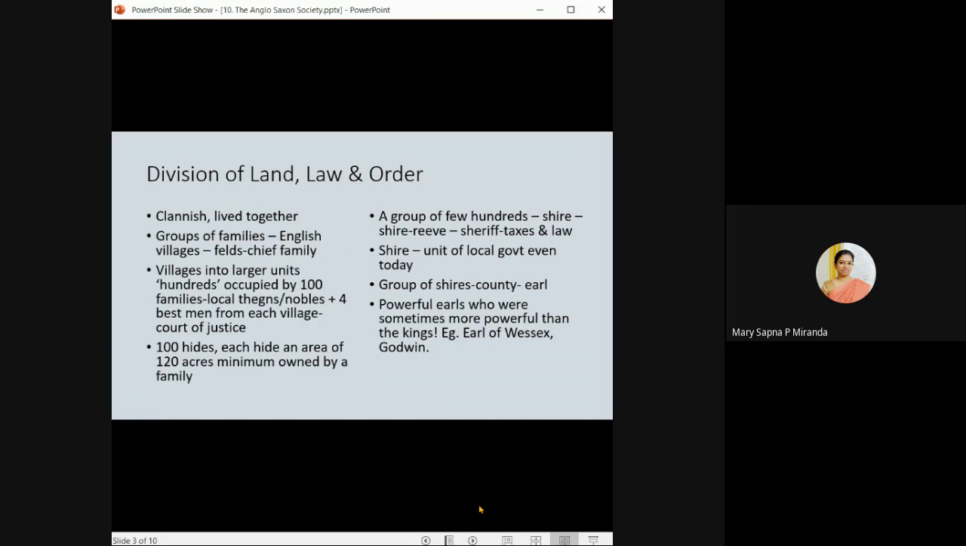So in times of war, in times of any difficulty, the king would turn to these earls for help and support. They're supposed to help them, right? In turn for some favor, there were these kinds of arrangements. So many of these men were very, very powerful.